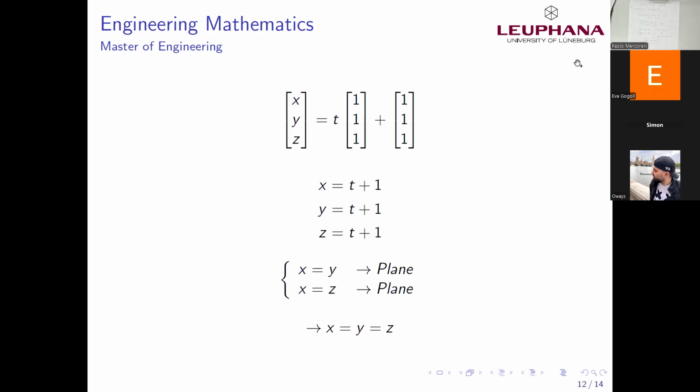Right. Correct. (x, y, z) equals t which multiplies (1, 1, 1) plus (1, 1, 1). This means x equals t plus 1, y equals t plus 1, z equals t plus 1. Now, with this last slide of this presentation, we can see the concept of the plane. But in the next presentation, I will show you what the plane is more formally. The definition is clear, no?